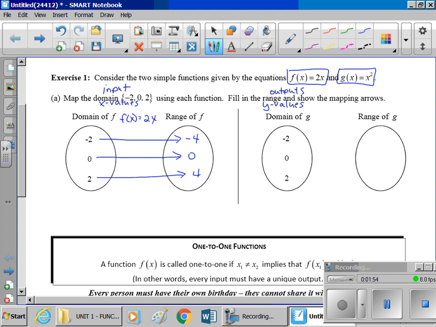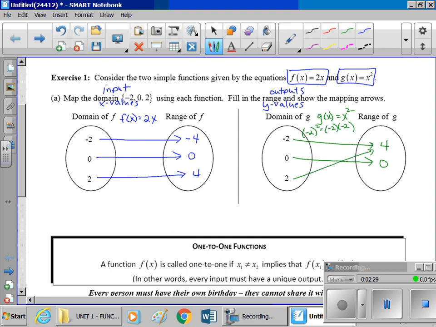All right, now we're going to take a look at the next one, which is g of x. And g of x is equal to x squared. Be careful here, because -2 squared is equal to -2 times -2, which is +4. 0 squared is 0, and 2 squared is also +4.